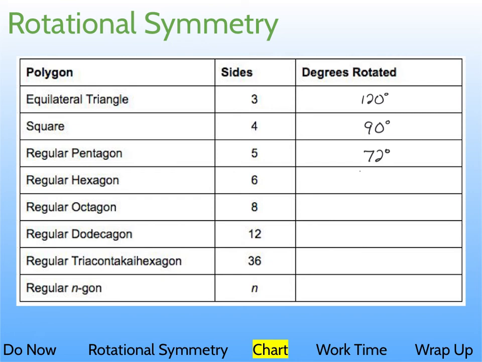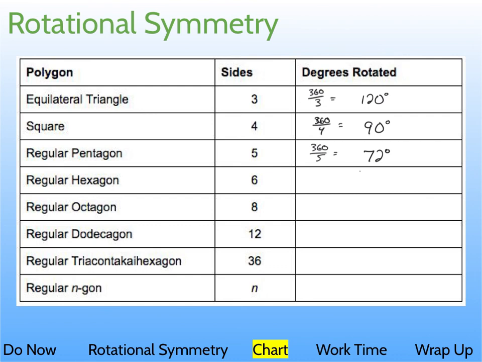So we already have these first 3 that we just got from the last slide. We should also remember how we got these things. It was 360 divided by the number of sides. And then 360 divided by 4 here. And we had 360 divided by 5 here. So all you have to do for the next few here is just divide 360 by the number of sides.